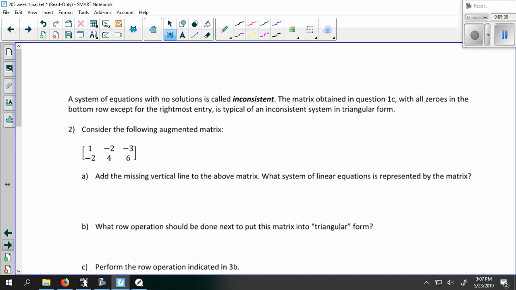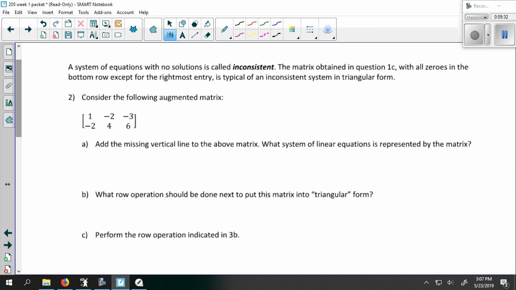So it turns out that this is called an inconsistent system. A system of equations with no solutions is called inconsistent. And the one we just obtained, where we got 0 equals a number, is typical of an inconsistent system in triangular form.